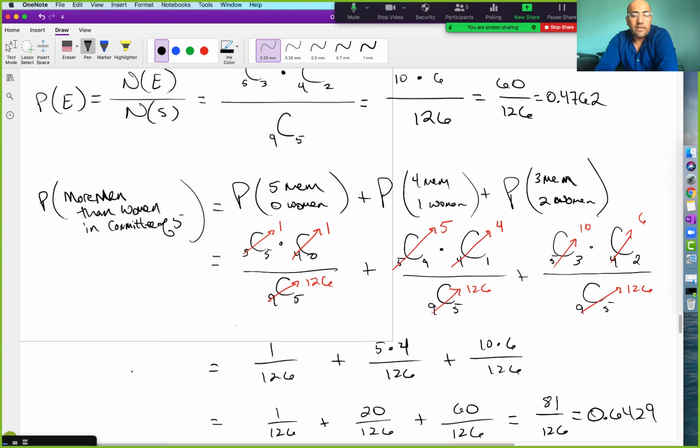Okay? You have a committee of 9 people, 5 are men, you randomly pick 5, and it just so happens that you pick all 5 men. That seems a little unlikely.